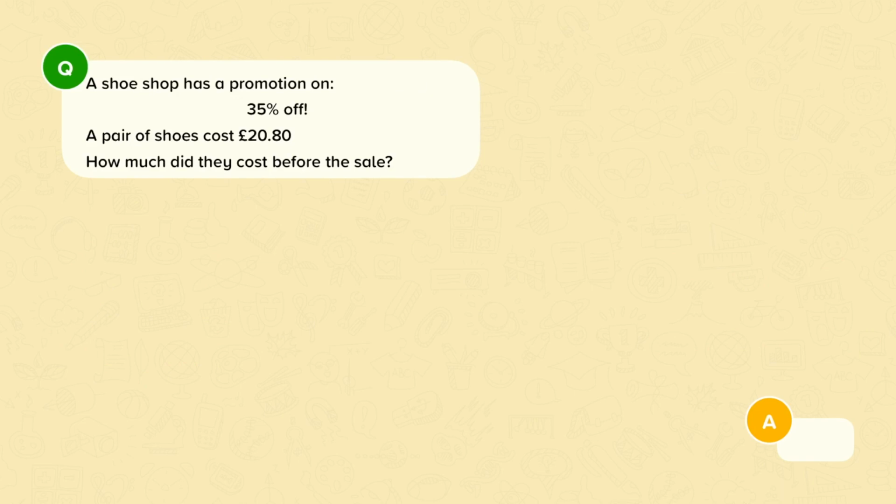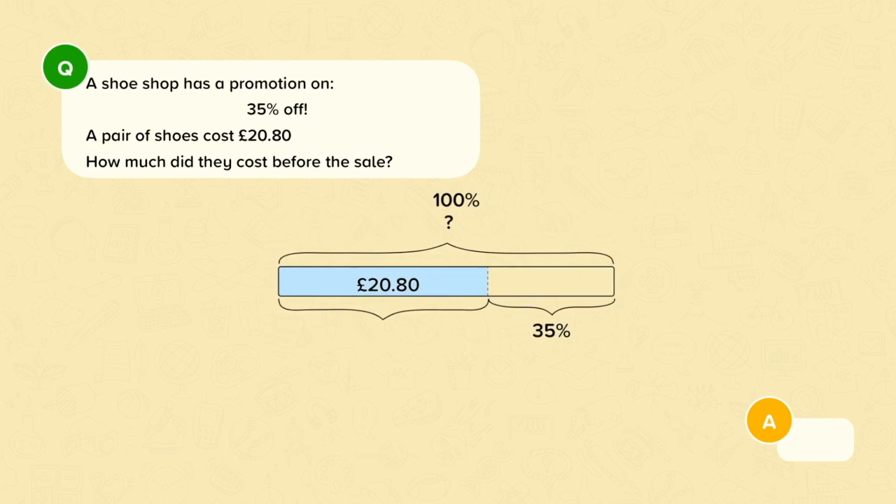A shoe shop has a promotion on, 35% off. A pair of shoes costs £20.80. How much did they cost before the sale? To answer this question, we're going to draw a bar model. We know that there's 35% off, so the original price has been decreased by 35%. So 65% must be £20.80, as 100 take away 35 equals 65.